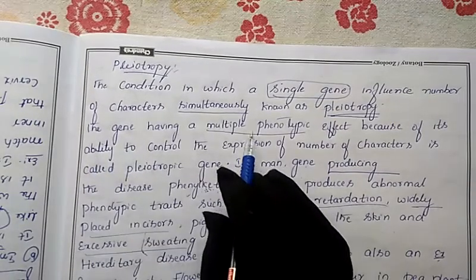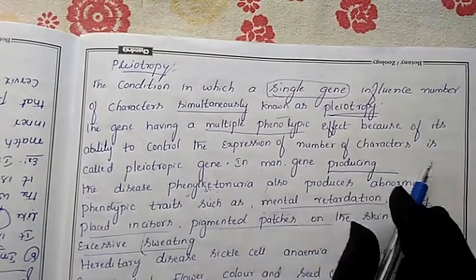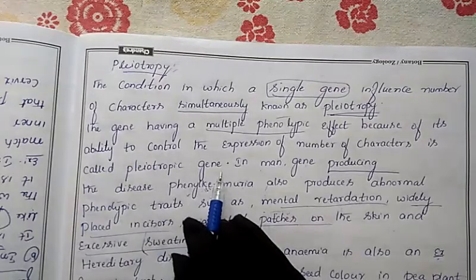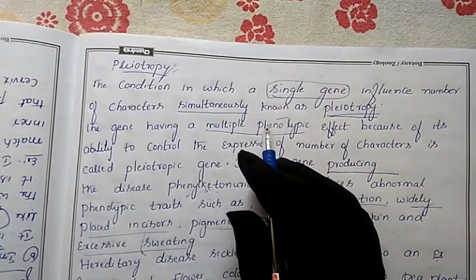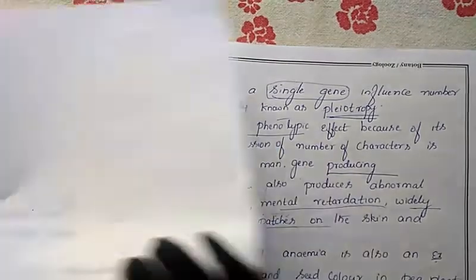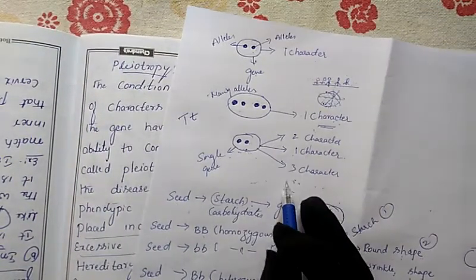The gene having multiple phenotypic effects because of its ability to control the expression of a number of characters is called a pleiotropic gene. So what I mean here is, a single gene is performing many characters. A single gene has the capacity to control many characters.